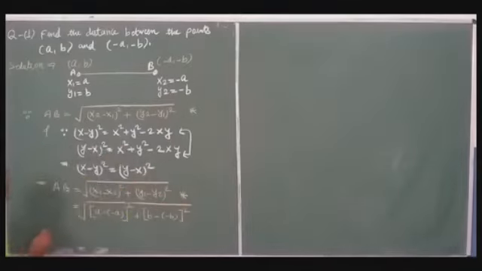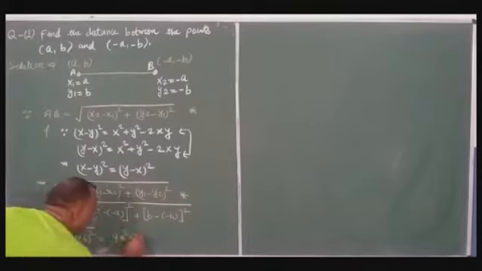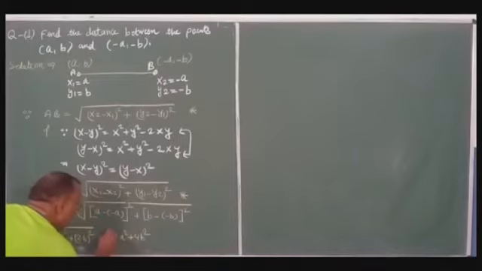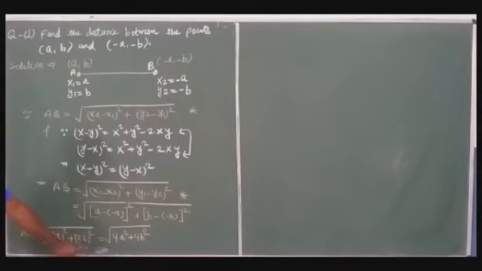So what will happen? Just look here. A minus minus A is 2A whole square, and the second one is 2B whole square. What will it be? 4A square plus 4B square. It's okay. 4A square plus 4B square.